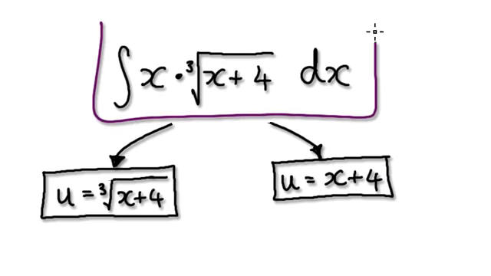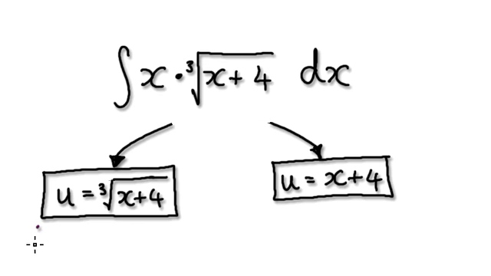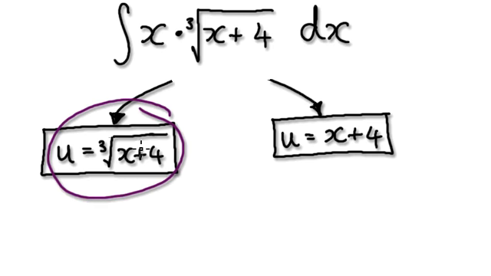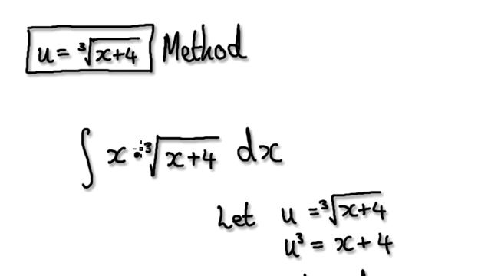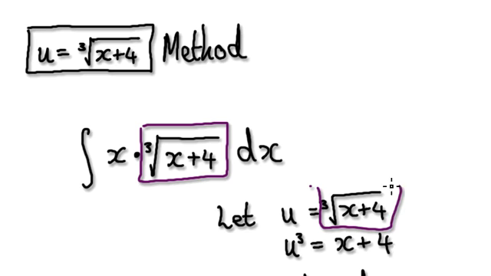Okay, so integrate this. Press pause and have a go. Okay, so let's look at the first method. The first method would be to make u equal this whole thing here. So u equals this bit here.